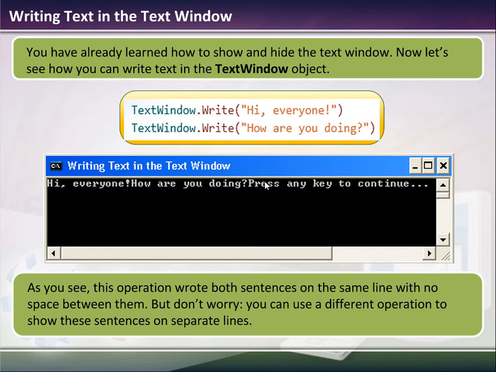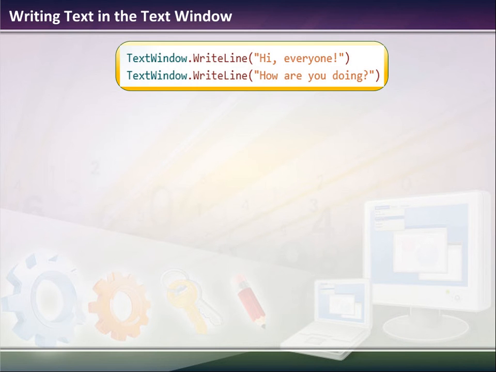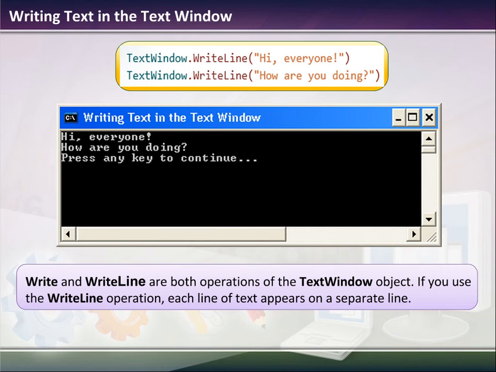If we wanted to start a new line, we would use the operation write line, and then it would start a new line every time. So same scenario, except now we're using the operation write line. So now it'll print "Hi, everyone," start a new line, "how are you doing?" Write and write line are both operations of the text window object. If you use the write line operation, each line of text appears as a separate line. Now in the old original version of BASIC, this used to be the print command. It would just print it on the screen.